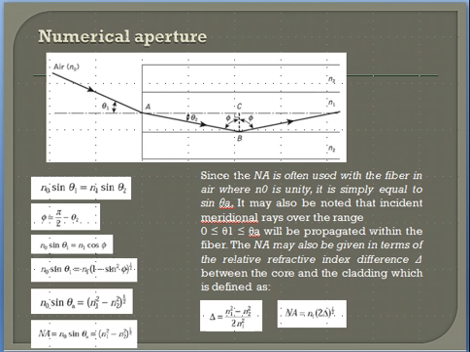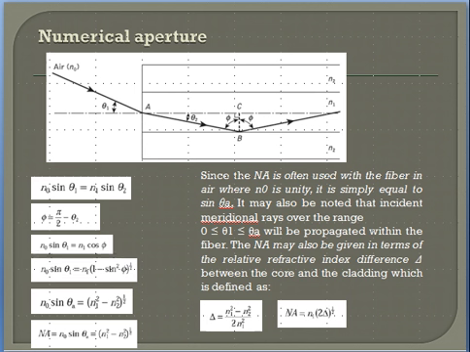Then considering the refraction at the air core interface, this can be expressed using Snell's law: n0 sin theta 1 equal to n1 sin theta 2. Considering the right angle triangle ABC, which is indicated in this slide, psi equal to pi by 2 minus theta 2, where psi is greater than the critical angle at the core cladding interface. Therefore the equation can be written as n0 sin theta 1 equal to n1 cos psi.